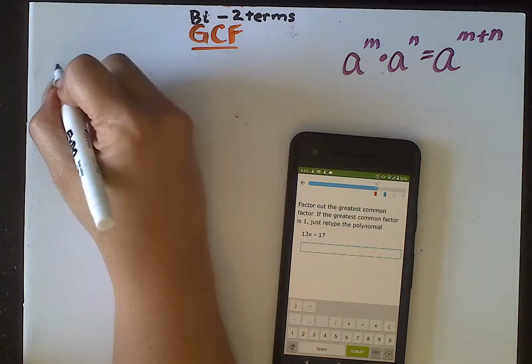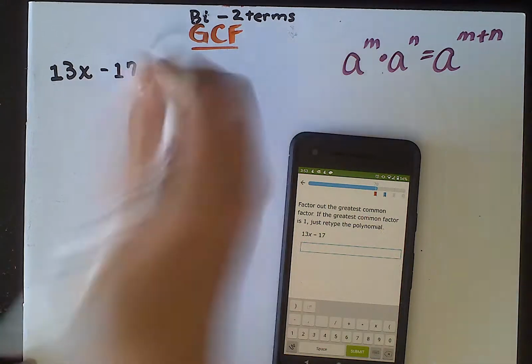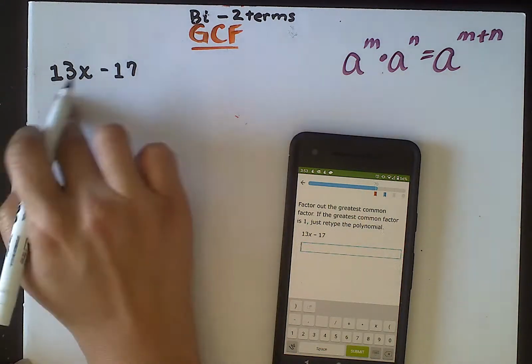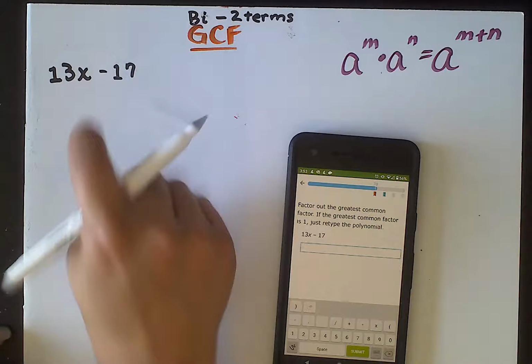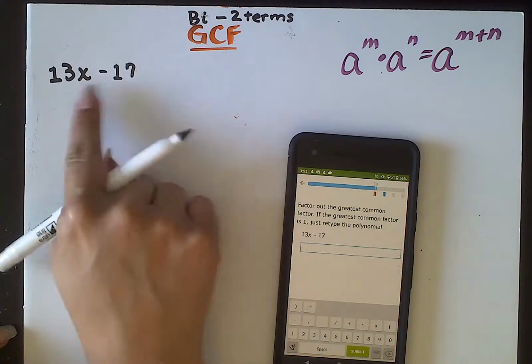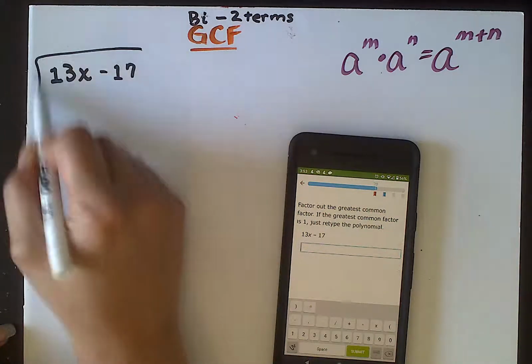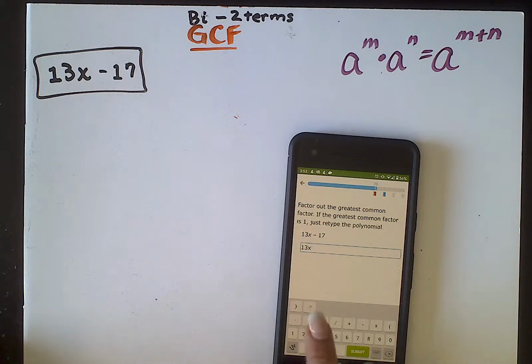Ooh, this one is very similar to what we had done previously, 13x minus 17. 13, we already said, was a prime number, and 17 is also listed as a prime number. So in that case, I can't break down the 13 or the 17. They don't have the same variables. Looks like it's prime. So I'm just going to rewrite the exact same equation here. 13x and then minus 17. Correct? Yes. Submit.